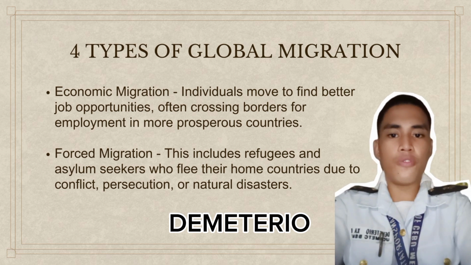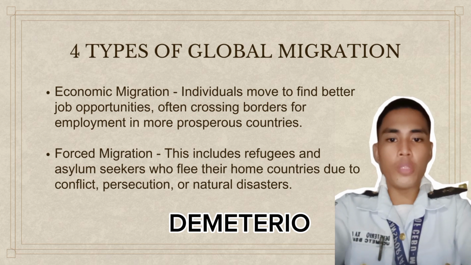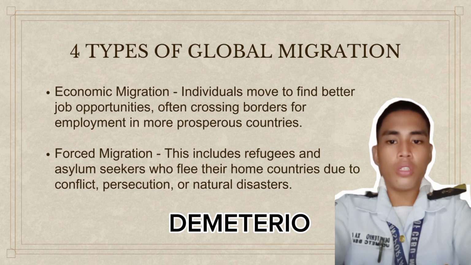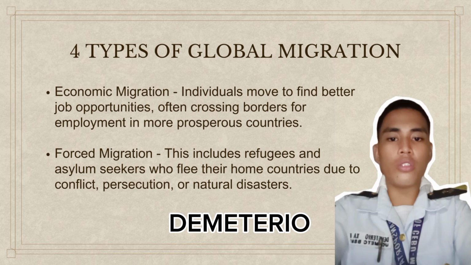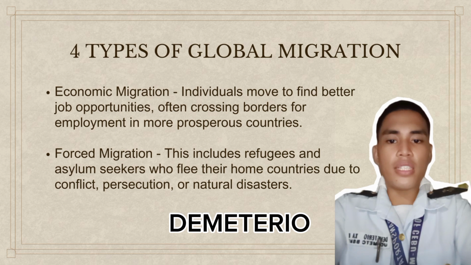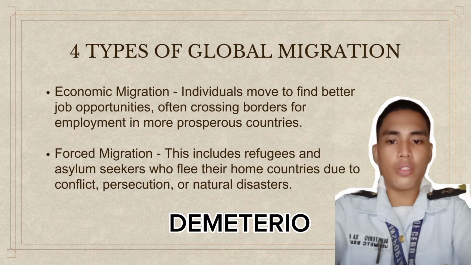So next is forced migration. Forced migration occurs when individuals are compelled to leave their home country due to circumstances beyond their control. These circumstances often involve threats to their safety, security, or well-being. So key characteristics of forced migration include involuntary, where individuals are not free to choose their country or homes. Next is safety concerns, where forced migrants often face threats of violence, persecution, or discrimination.